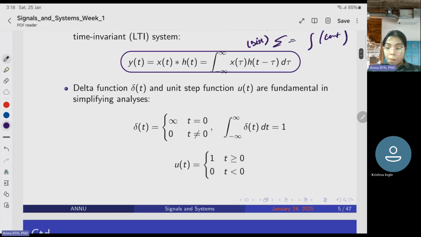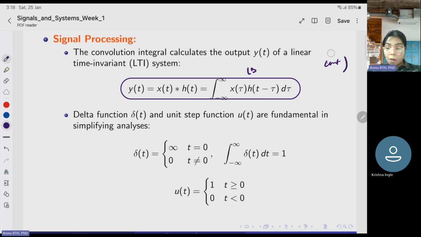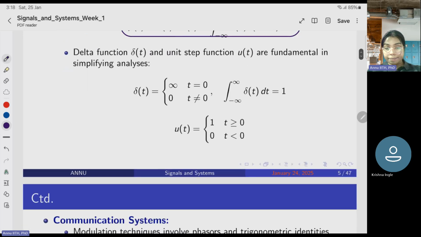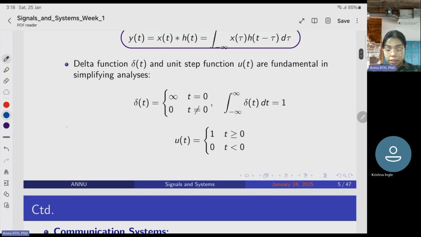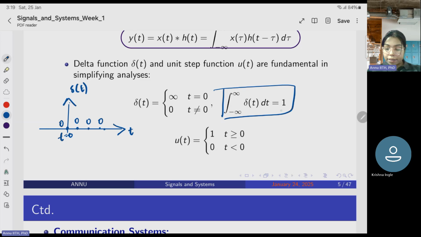Now, what are the properties of the delta function? The delta function has several properties, and these are also asked in the first week questions. If we plot how the delta function looks, at t equals 0 the value is infinity, and at every other value it is 0. So this value is 0, 0, 0, 0, whereas at t equals 0 it is infinity. But the area under it from minus infinity to infinity is 1.